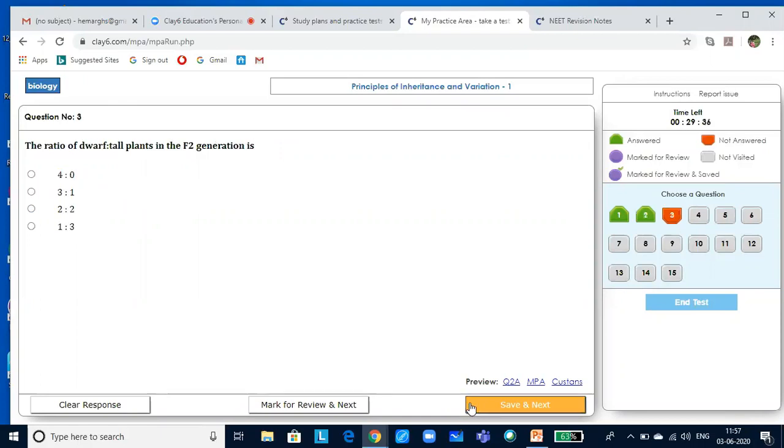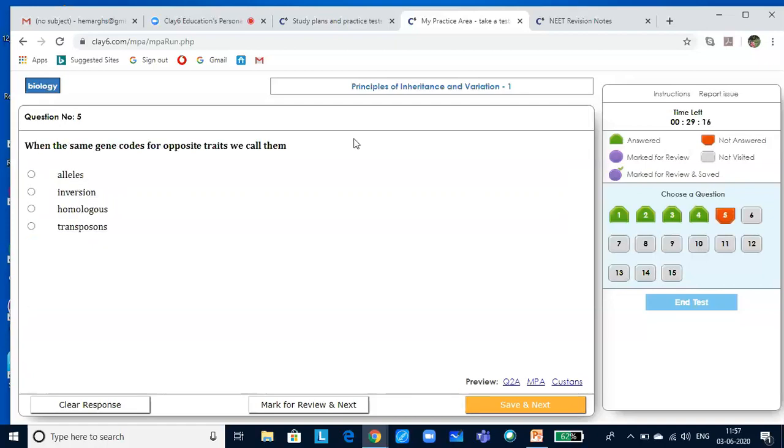The ratio of dwarf plants to tall plants in the F2 generation. See, look at the question. It is not tall is to dwarf, it is dwarf is to tall. So it is going to be 1 is to 3. Dash are the units of inheritance. Genes are the units of inheritance.